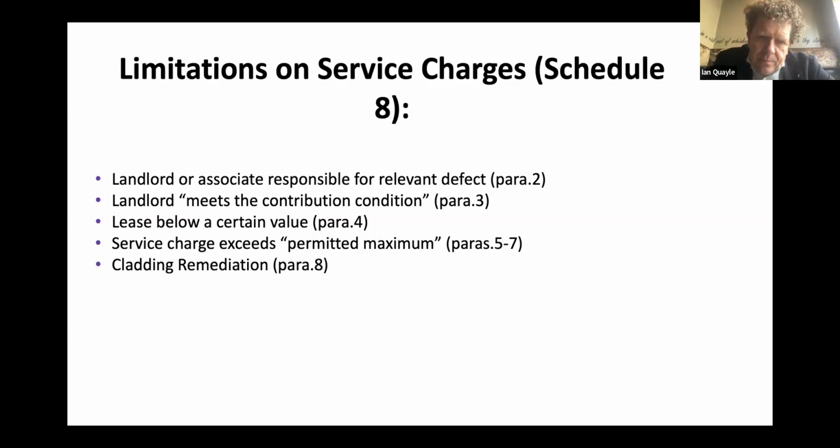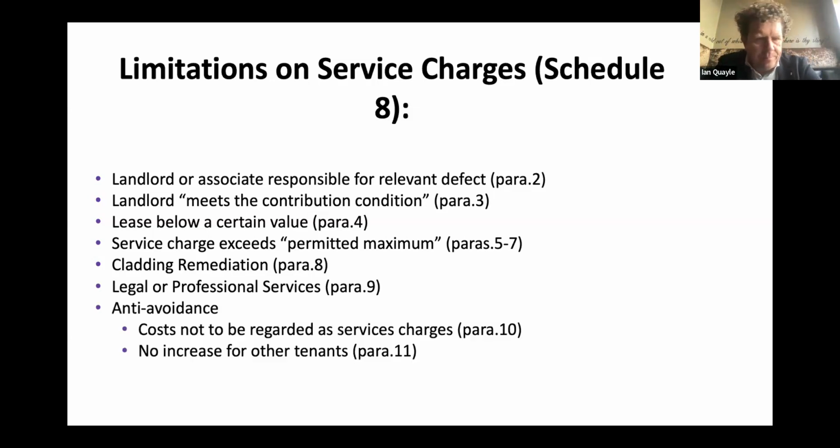In connection with cladding, as long as we've got a qualifying leaseholder, then the position is the landlord cannot charge for cladding remediation. So we're saved from works that the landlord did that now require remediation or cladding remediation, provided we have a relevant building. For cladding remediation, we have to have a qualifying lease as well. Landlords can't recover legal or professional services relating to remediation where the lease is a qualifying lease and where the building is a relevant building.